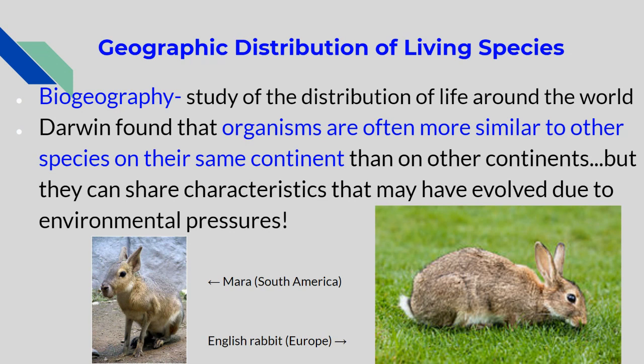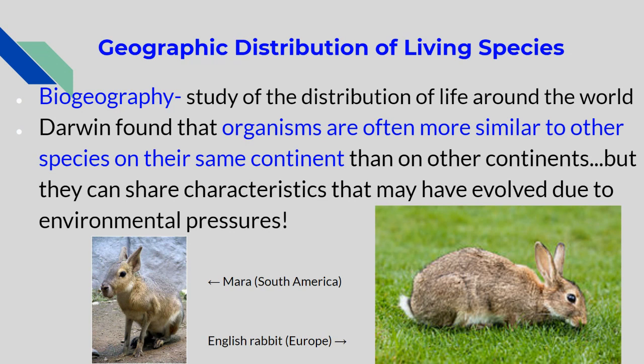Darwin thought organisms are usually more similar to other species from their same continent. If we think back to the finches, they had a lot of similarities, even though they were different on the different islands based on the different foods that they ate. They had a lot of similarities to the species that were from the same continent, which was South America. But different organisms can also share characteristics that may have evolved due to certain environmental pressures.